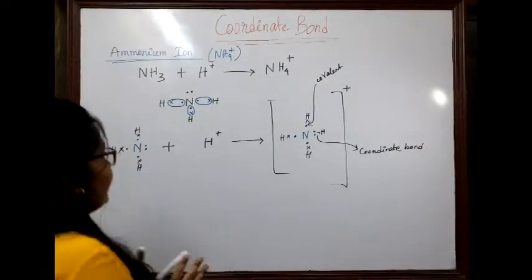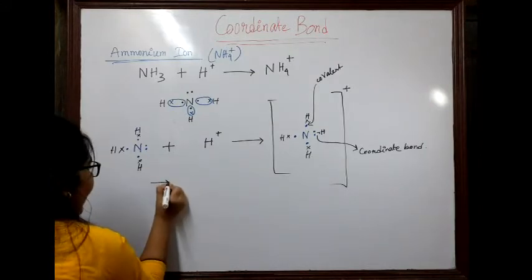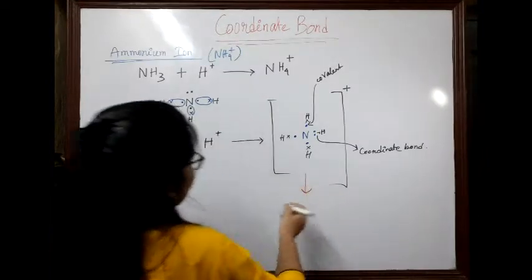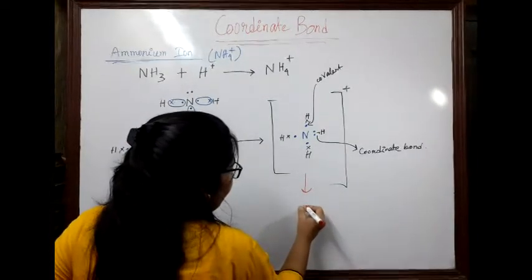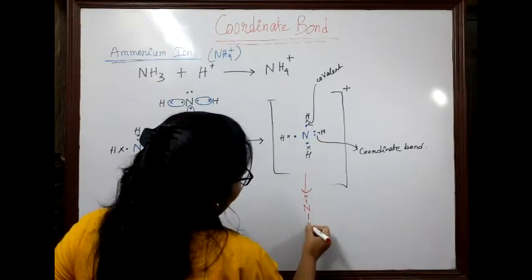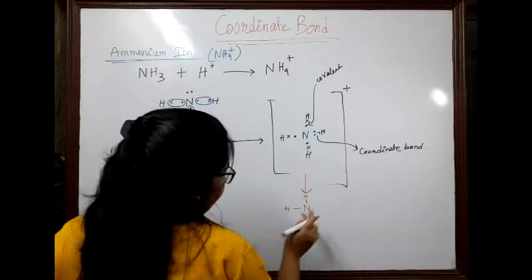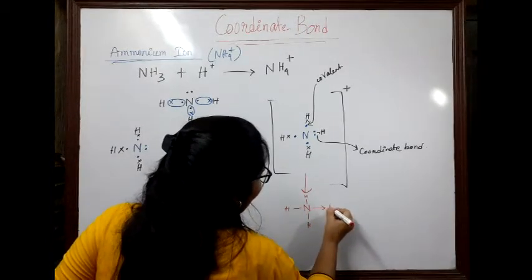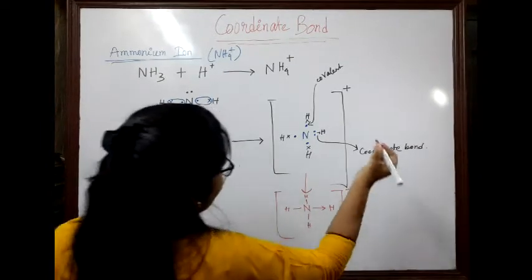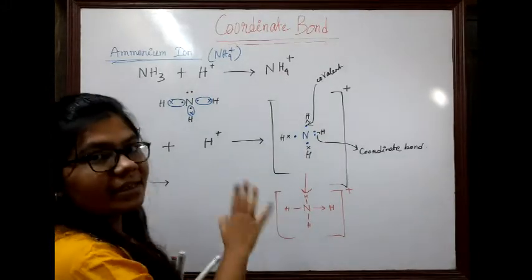We symbolize the coordinate bond by this type of arrow sign. So if we write this, we can write nitrogen, these are coordinate bonds, these are covalent bonds, and this is a coordinate bond, and as a whole plus. Okay, this is how the NH4 plus ammonium ion is formed.